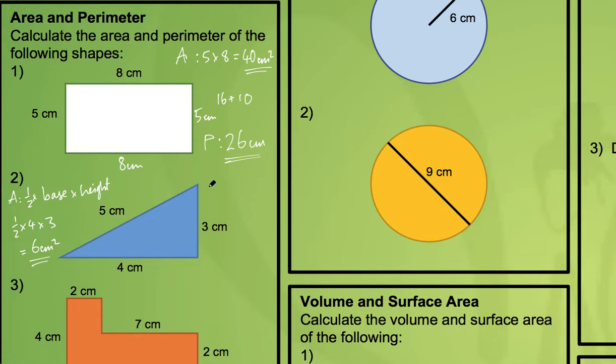Okay, perimeter for that one, I just need to add them all together. So 5 plus 4 plus 3, which is 12 centimeters.